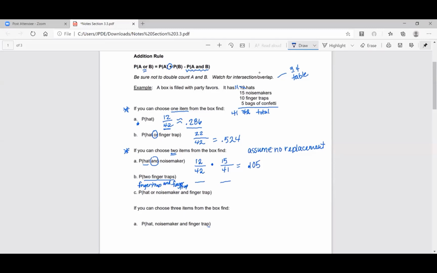So in the first pull, we're trying to get a finger trap. And I'm going to go back to where we were with our total of 42. The finger traps, there are 10 of them. 10 out of 42. We take one out, and now there are 9 out of 41. So 10 out of 42 times 9 out of 41, 0.052.